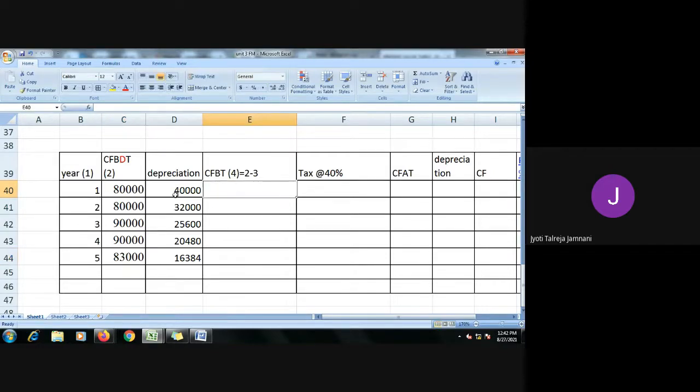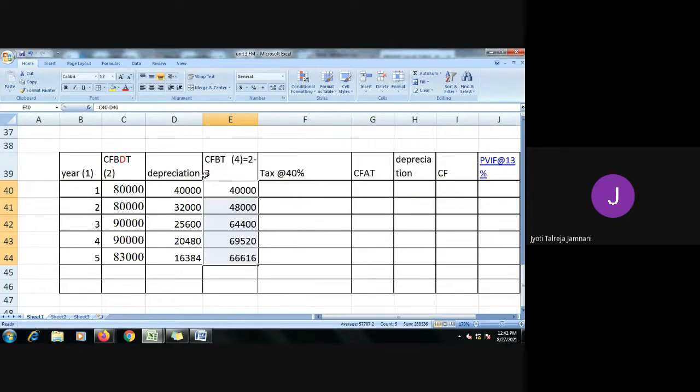So now we have to do cash flow before depreciation and tax minus depreciation. So 80,000 minus 40,000, you'll get 40,000. Similarly, we'll do it for all the years. So you will get it as, see here, column number 2 minus 3 I'm doing. This is column number 3, depreciation. So 2 minus 3, 80 minus 40, you get 40. 80 minus 32, 48. 90 minus 25,600, you get 64,000.